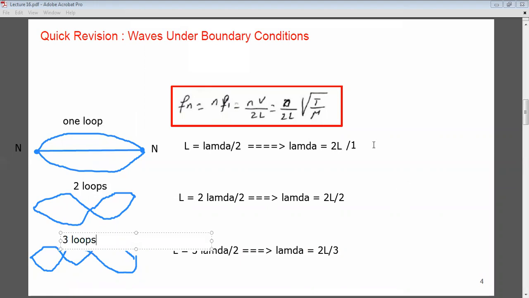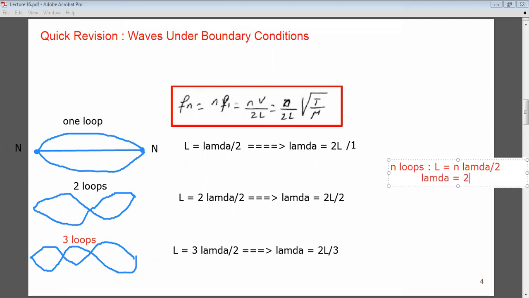In general, if I have n loops, I will have L equal to n lambda over 2, and I will have lambda equal to 2L over n. Now we said that if it is one loop, we call it first harmonic. Two loops, we say it is second harmonic. Three loops, it is third harmonic. N loops, it's the nth harmonic, etc.